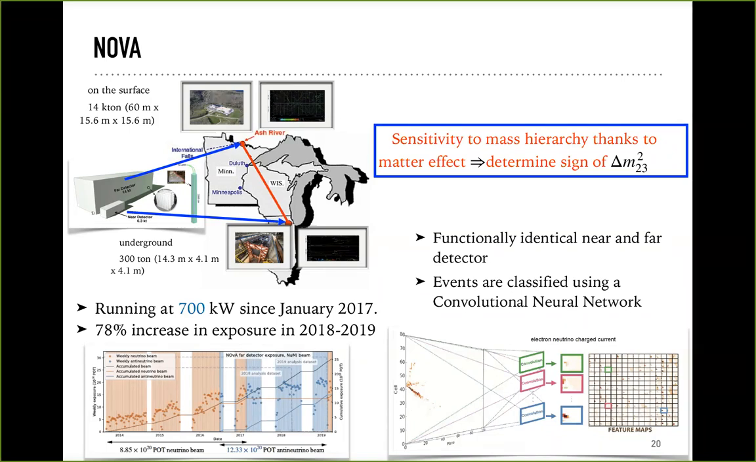The experiment has been running for a few years at 700 kilowatts, so fairly high, and the number of neutrinos and antineutrinos is going to be similar. These are functionally identical detectors, but they are very difficult to operate, especially the far detector, which is very challenging because it's a detector on the surface. So you need a system to remove all the background that comes from the atmospherics. There is a complex system with a convolutional neural network to get rid of those events.